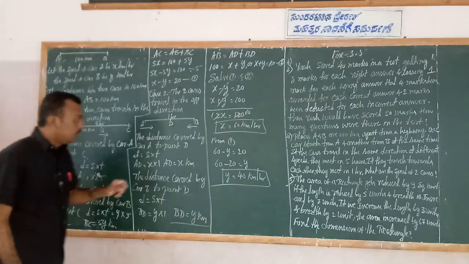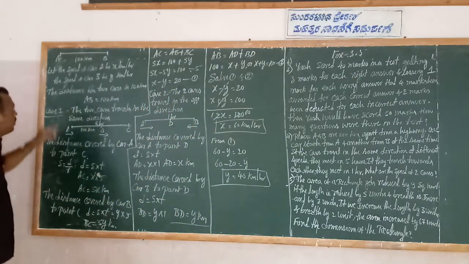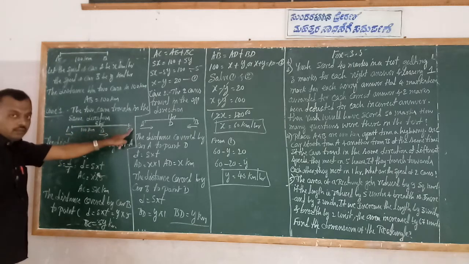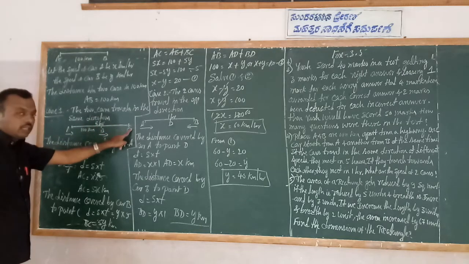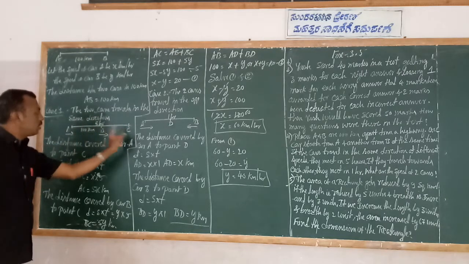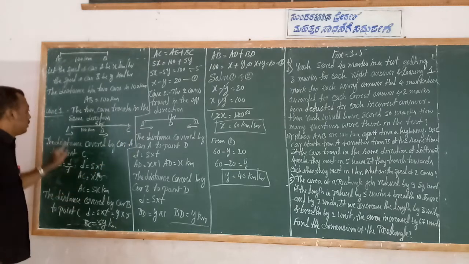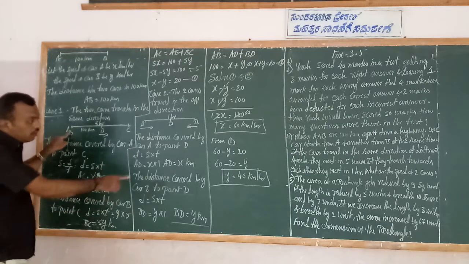Okay students, see, what I will do is verify that. See, car A starts from point A. We don't know how much distance to point C. After 5 hours, both cars meet at a single point, that is the same point. See, the speed of car A, how much?